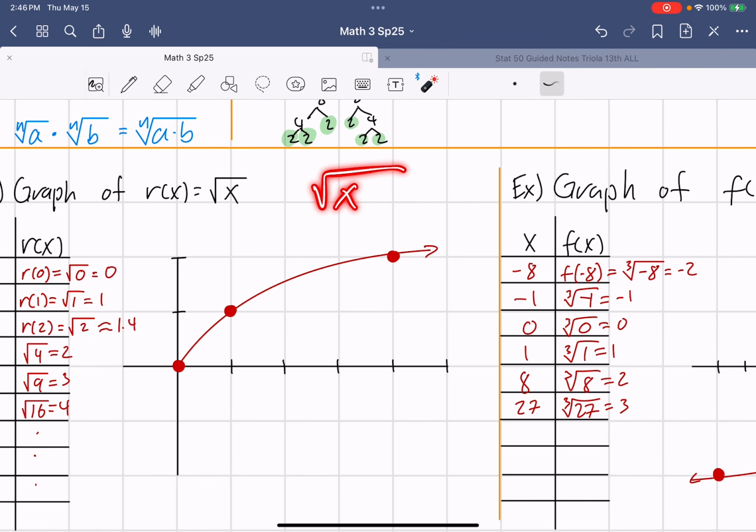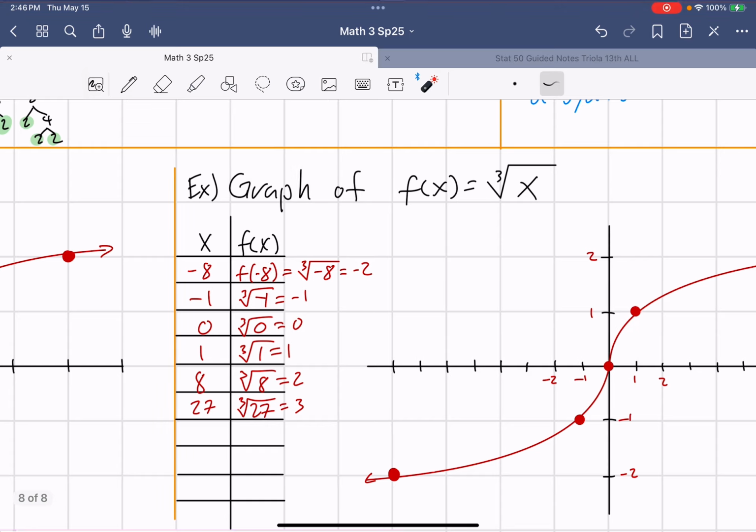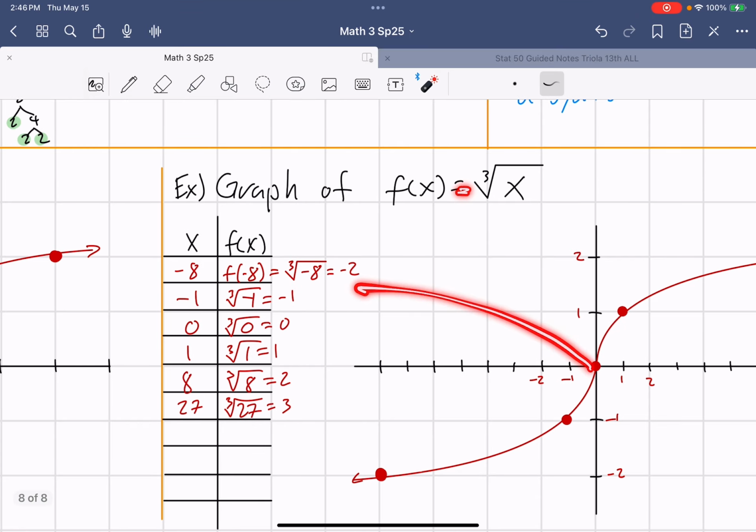I could do square root of x plus 2. That would just move this twice to the left. I can do negative square root of x. That would reflect it on the x-axis. If I use a negative inside, that would reflect it on the y-axis. And so on. Same thing with the cube root. If I put a negative outside, it reflects this part up and this part down. If I put minus 2 inside, it actually moves it. Remember, it's opposite. It moves it to the right by 2.